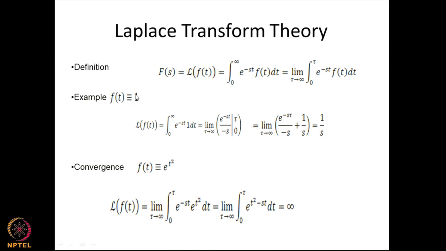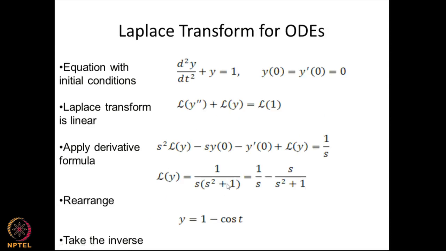Suppose my f of t is a constant function. If the function is constant, the Laplace transform of that constant is 1 by s. Now, instead of a constant function, if my function is e to the minus t square, if I take a Laplace transform of e to the minus t square, it will go to infinity because I have e to the minus st and e to the t square. E to the t square is a very rapidly increasing function. So, I will have a divergent Laplace transform. Just as I had Fourier transform pairs, I can have Laplace transform pairs, and I will show you one application of use of this Laplace transform.